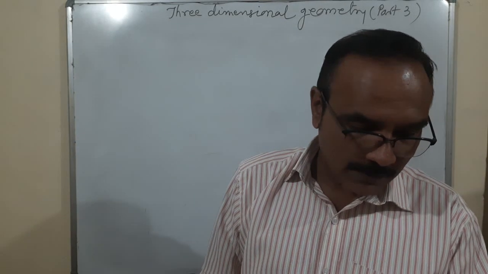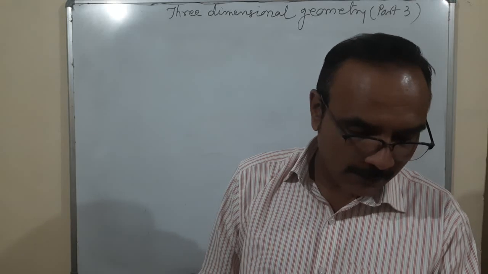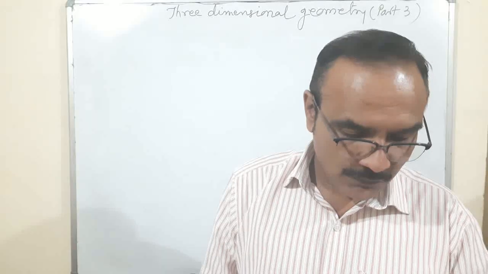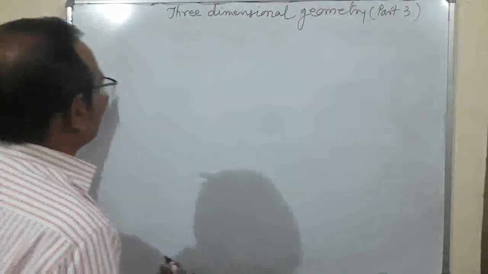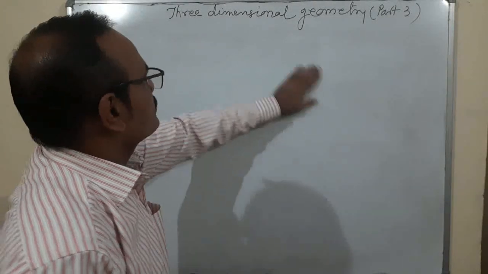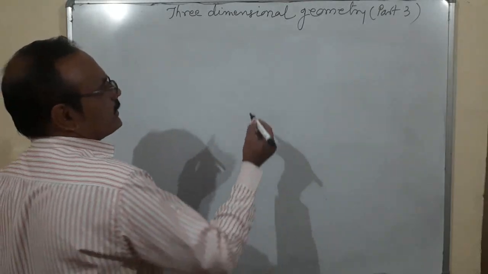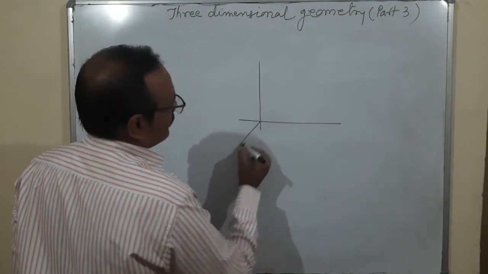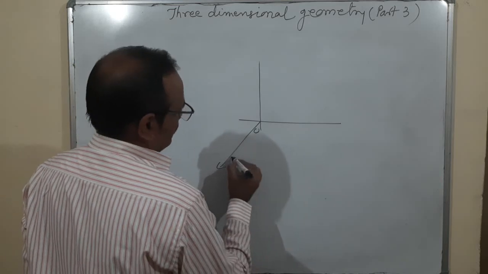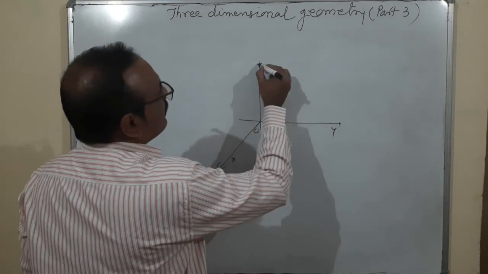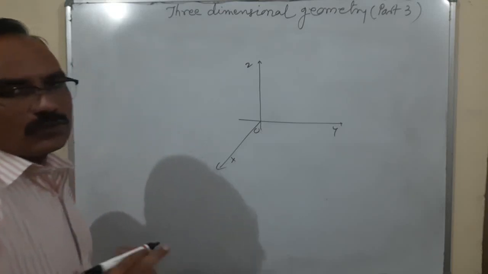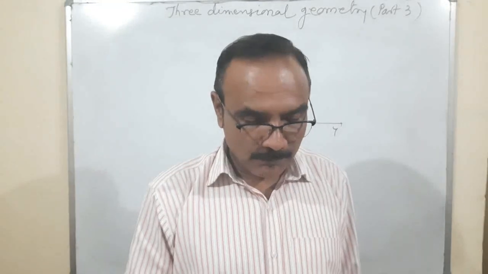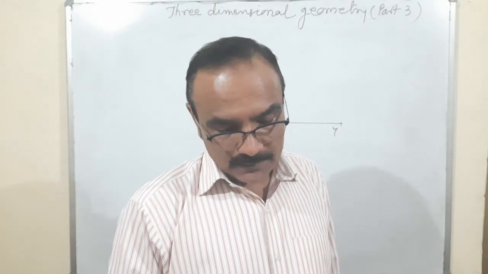After that, equation of the plane passing through three non-collinear points. So we can take P, Q, R as three non-collinear points. This we can solve by vector. Equation of the plane passing through three non-collinear points. Okay, I'm taking three points P, Q, R.